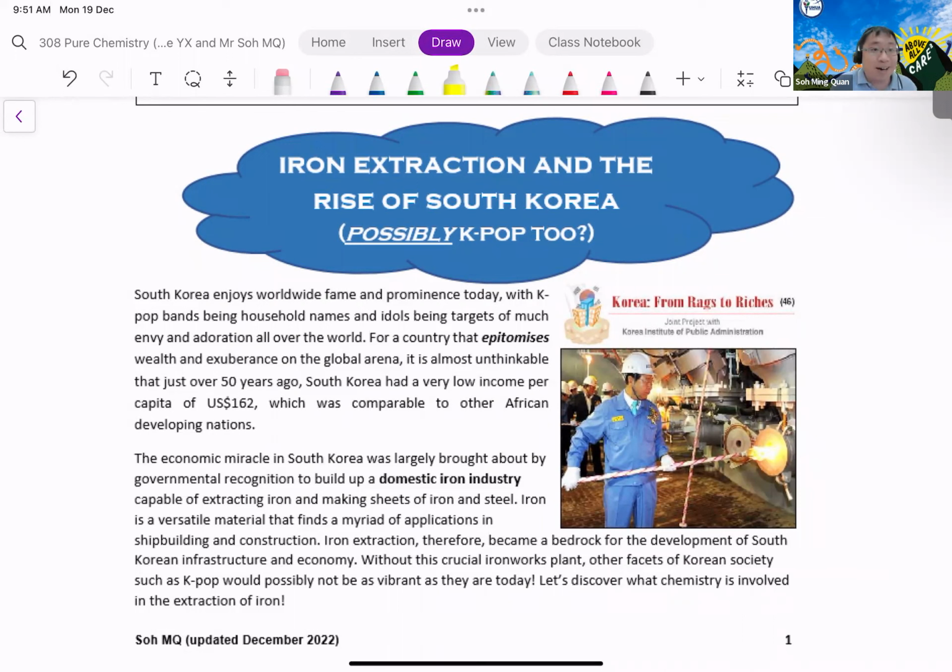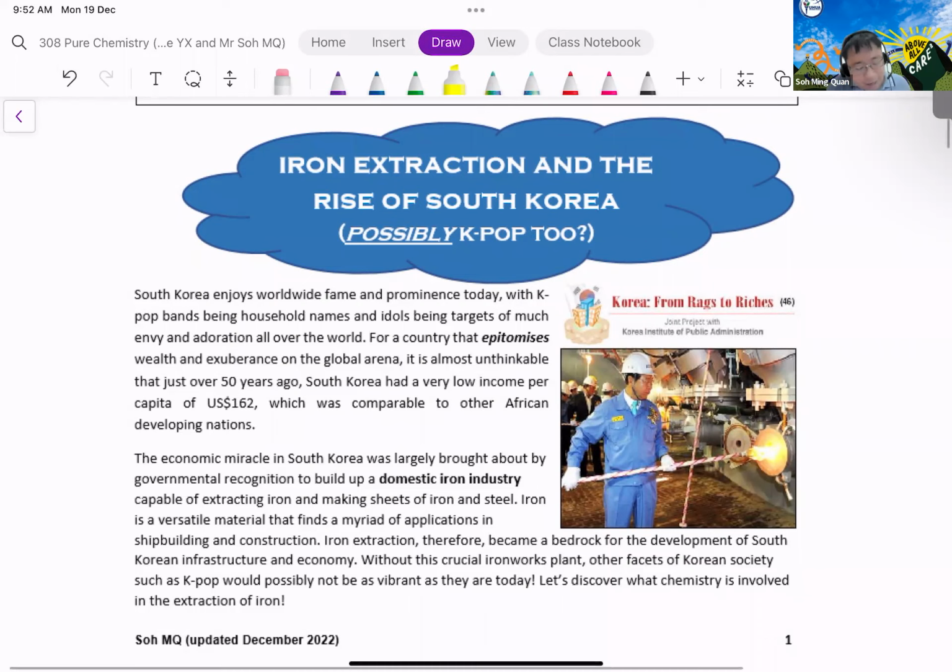Okay, so now remember, in fact, most of the entertainment companies in South Korea have links to the big industries that make steel. Some of them, in fact, started off as construction companies and then branched off into entertainment in the late 90s and also in the year 2000 and so on. Okay, so iron extraction is a major reason why South Korea was able to become powerful today.